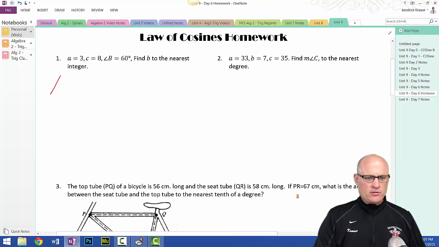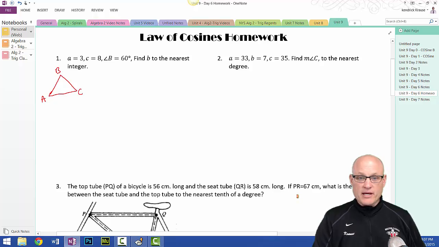Let's see what we got here. We got a triangle. I'm going to use my calculator as little as possible, but maybe I'll use it because I've made some mistakes in the past, and I hate making mistakes. Makes me a little angry. A is 3, C is 8, and angle B is 60 degrees.